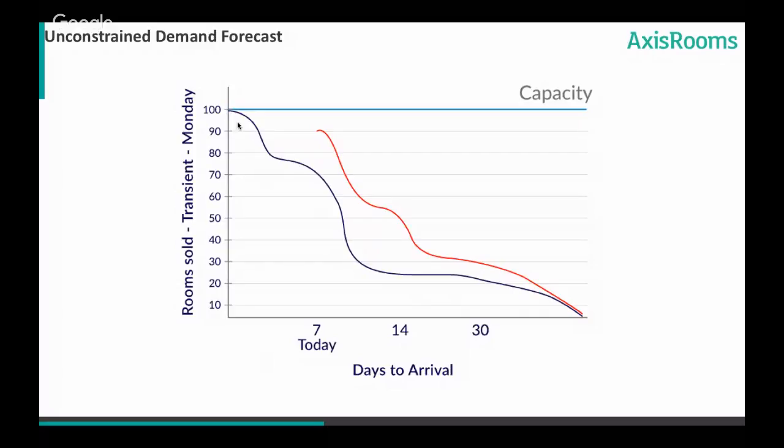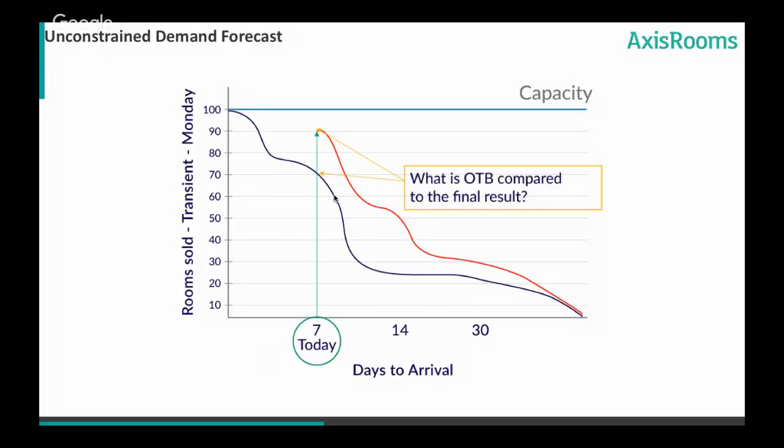So let's say today we are here at 7 days out before our arrival day, and this is this year's trend. Based on this, we can see that we are pacing ahead of last year's trend. So our logical conclusion would be, well, what's on the books now compared to last year, and therefore this should be this year.